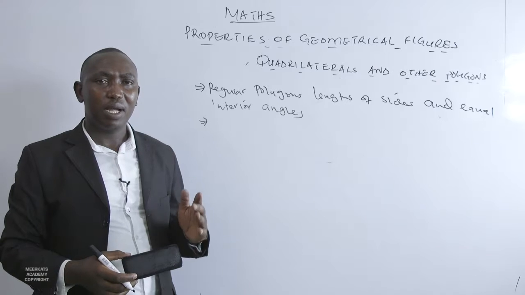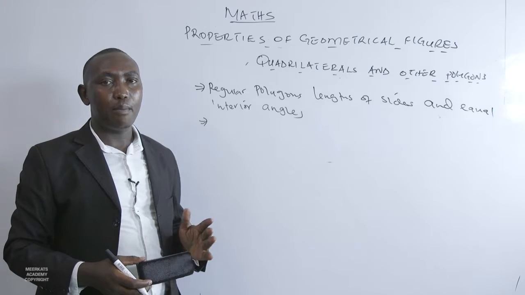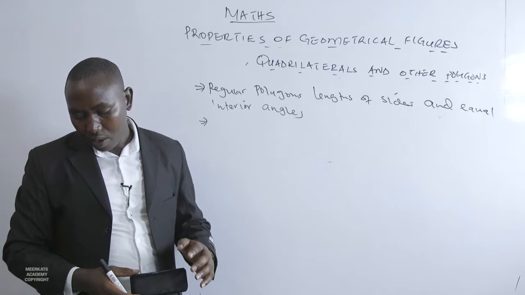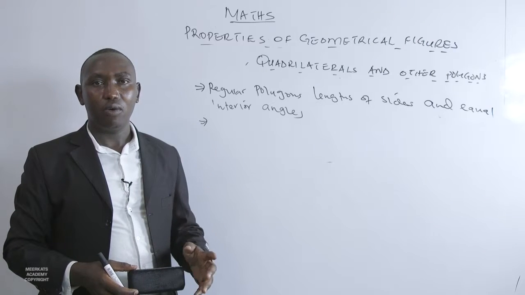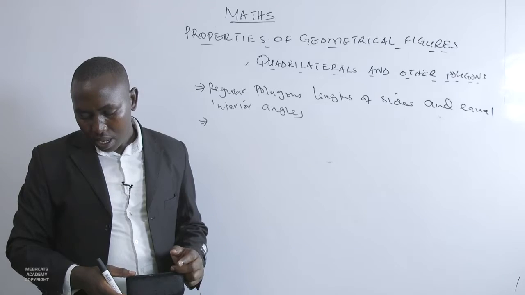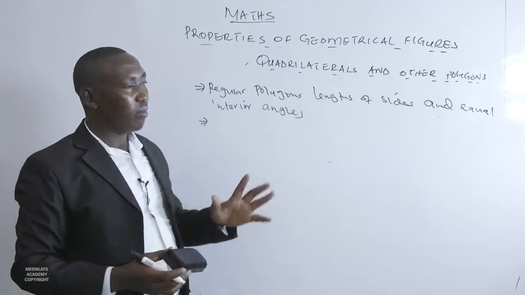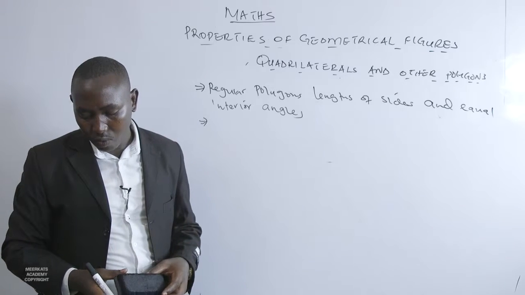We have got a class of quadrilaterals called parallelograms. Then we have another one called the kite. Then we have got now the rhombuses. We would like to mention those different categories quickly.